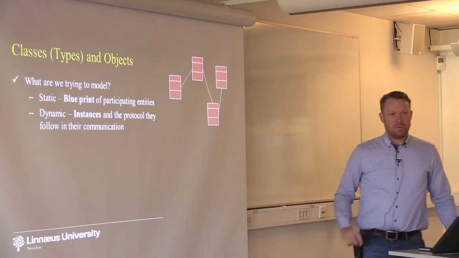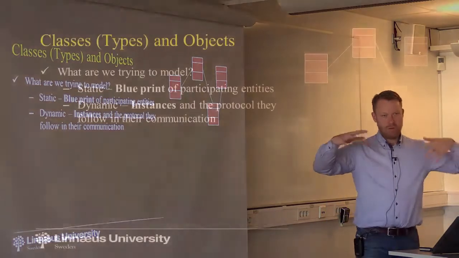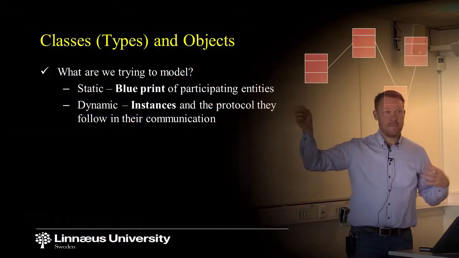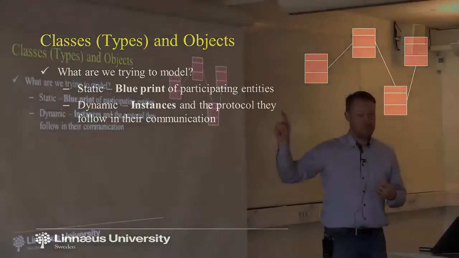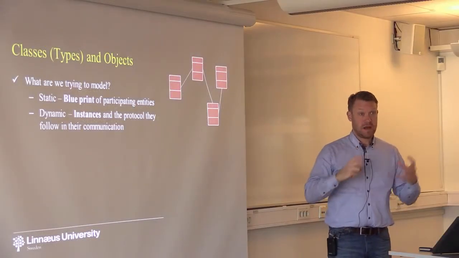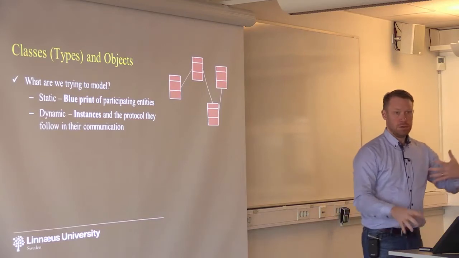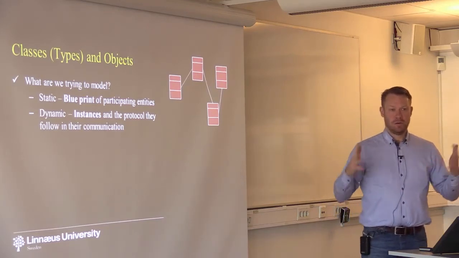Okay. So what are we trying to model? And I will try to describe a general object-oriented language that has a static view, which is a set of classes or user-defined types. And then we have a dynamic view, which is concerned with instances of these types, the objects, and how these objects interact. So we model two views here.